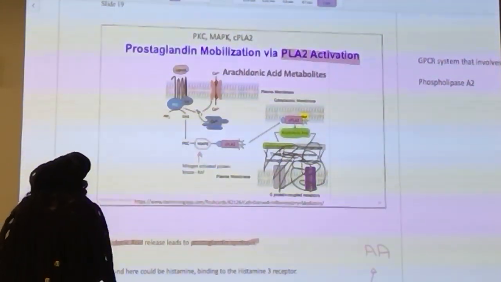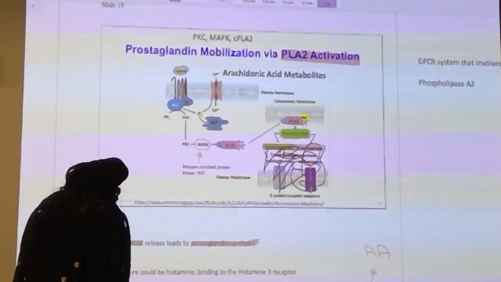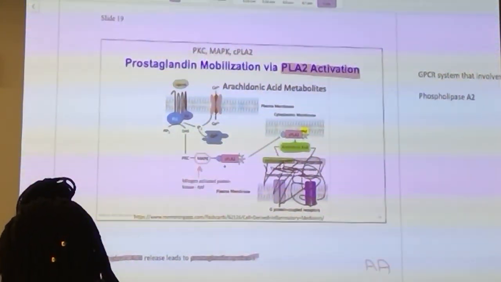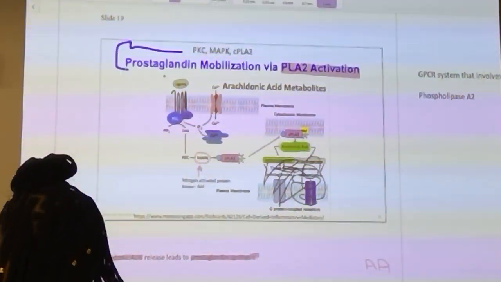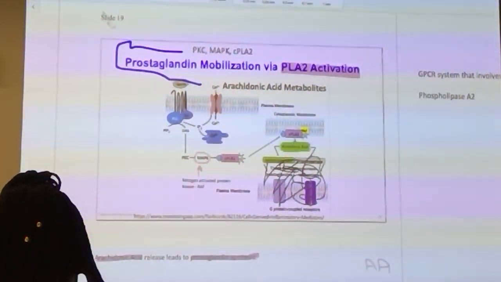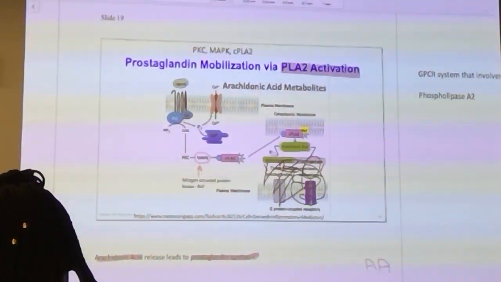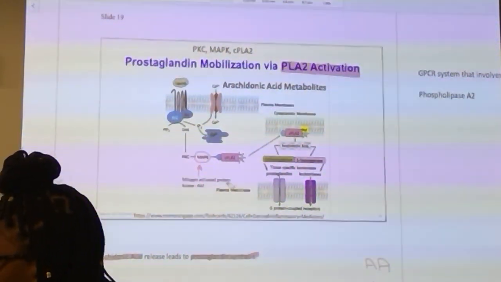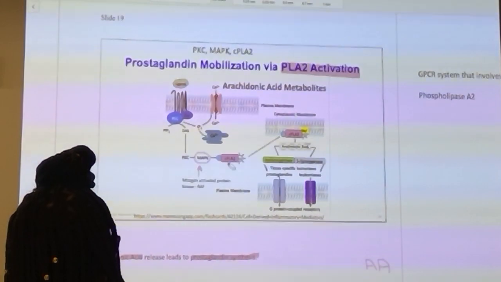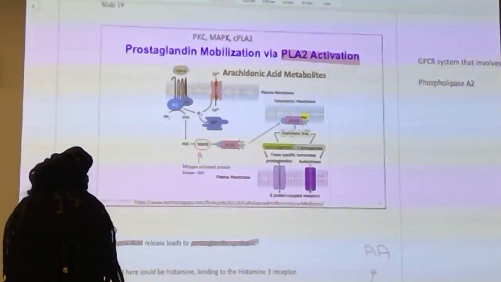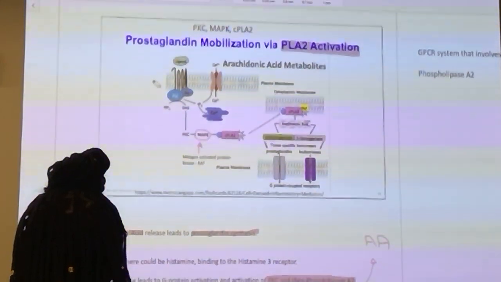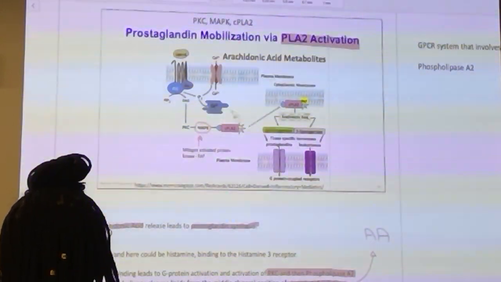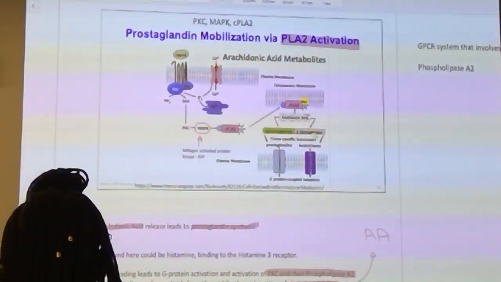I'm not sure if you have to know this. Did you go in depth on this? Don't worry about it. I guess just know that MAP kinase activates phospholipase A2. Phospholipase A2 makes arachidonic acid.